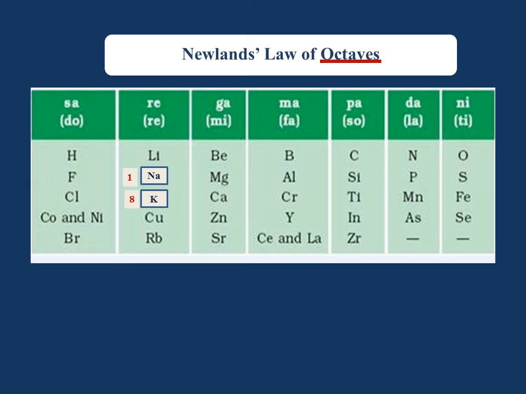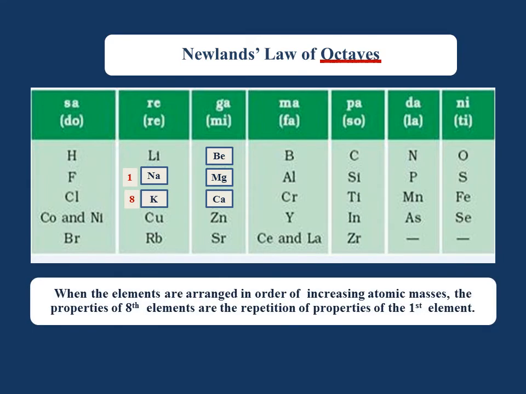We can do the same thing with beryllium, magnesium and calcium. These three elements also react in a similar way. From this observation, he stated the fact as a law: when the elements are arranged in order of increasing atomic masses, the properties of the eighth element are the repetition of the properties of the first element. And this is known as the law of octaves.